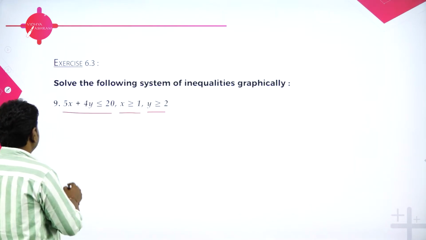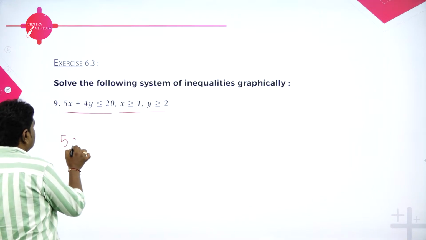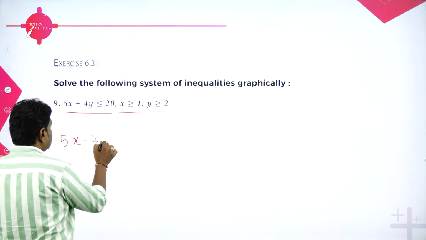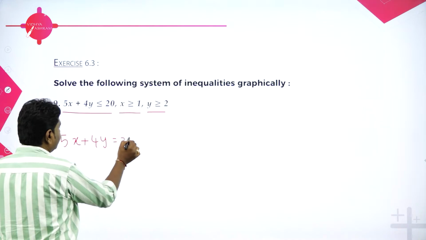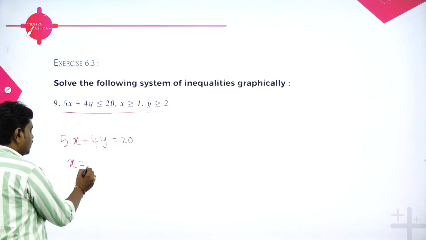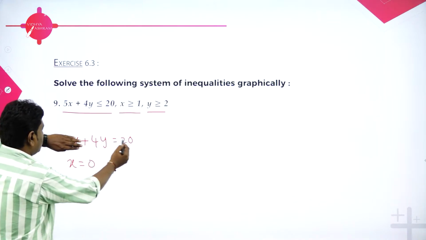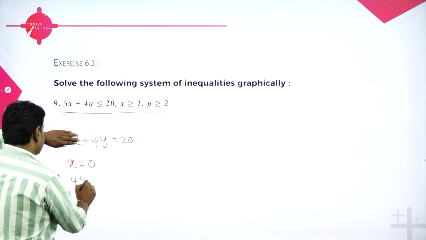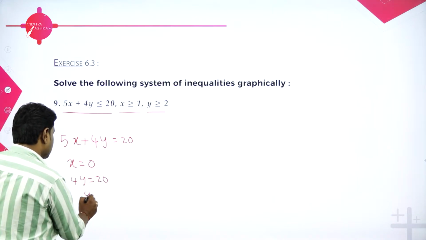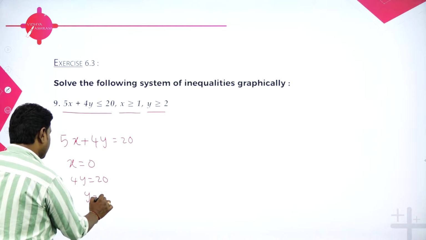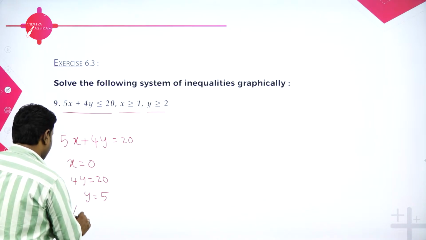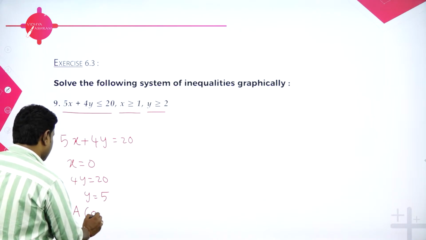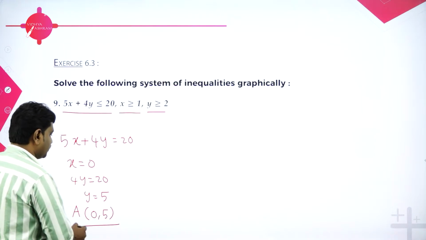So now first 5x plus 4y, I'll take is equal to 20. Put x is equal to 0. If I put x equal to 0, this is gone. So 4y is 20, and y gives you what? 20 divided by 4. 20 by 4 is 5. Then one of the points I call A. A is what? 0, 5. This is a point on y axis.